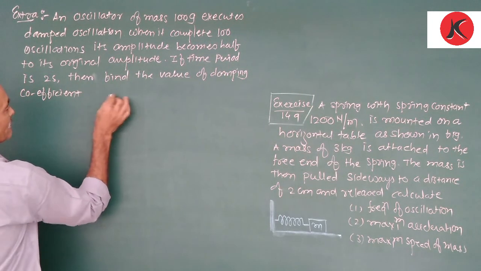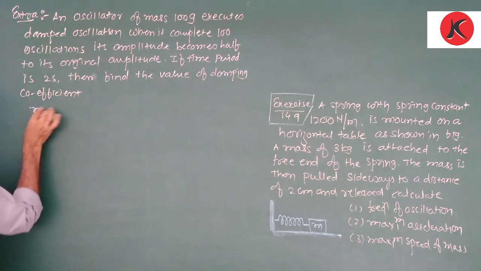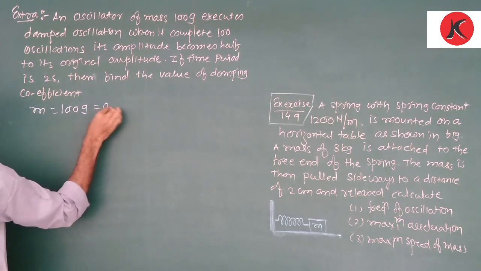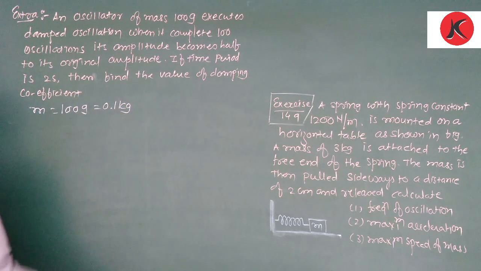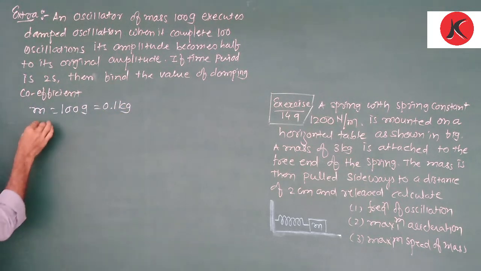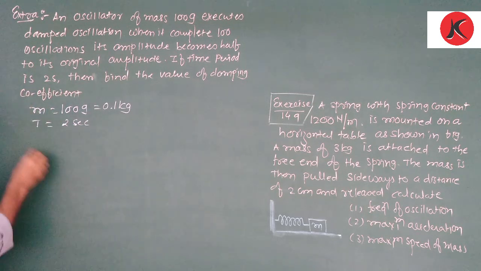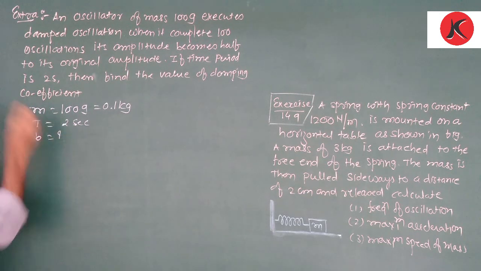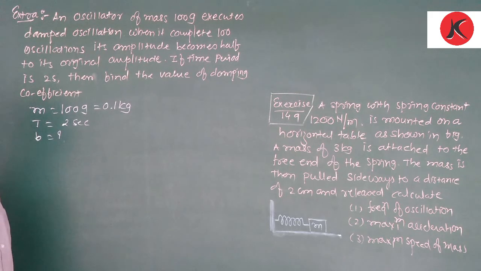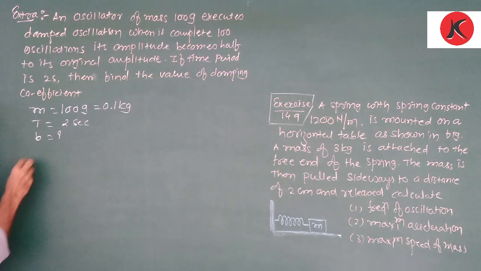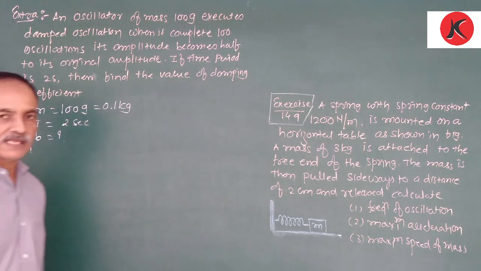First, what is given? The mass m is 100 gram, that means 0.1 kg. Periodic time T is given as 2 seconds. We have to find out the damping coefficient. Periodic time T is equal to 2 seconds, that means the time for one oscillation. One oscillation takes place in 2 seconds.